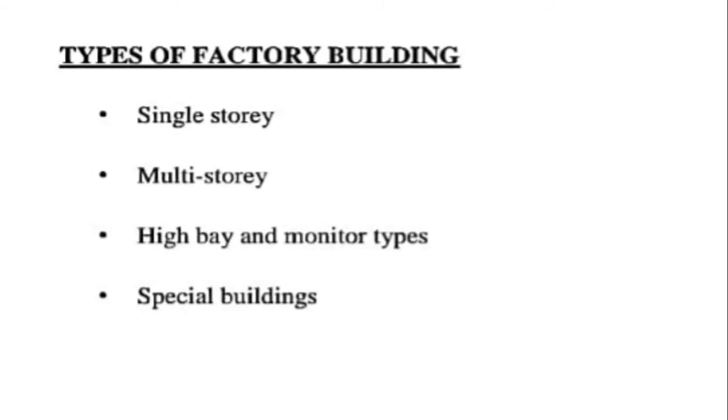Next, let us go to the third one, which is the high bay and monitor type. These are single story structures with the roof truss being surrounded by a monitor, giving a maximum overhead space. The overhead space may be used to operate cranes, hoists, and other overhead facilities. In this high bay and monitor type, there are advantages. This type of building offers good natural ventilation. There is a provision for natural lighting. There is ample room for crane operations.